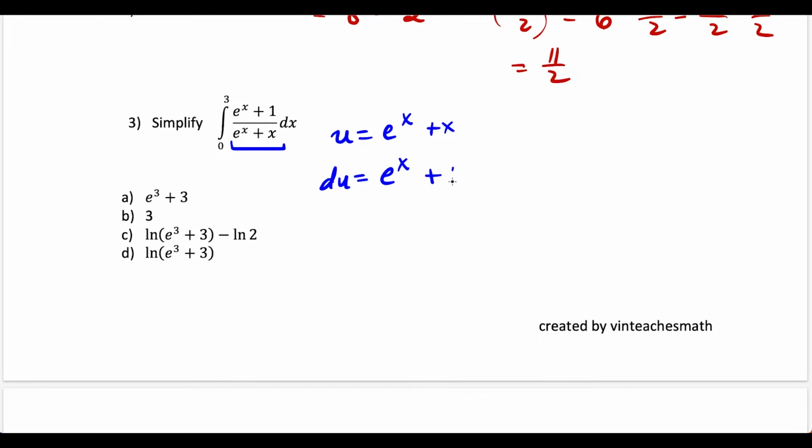It's going to be e to the x plus 1. And then we just tack on our dx here. So du is equal to this. And notice that we have e to the x plus 1 dx on top. So that's how I know I'm going to go with this selection of u.